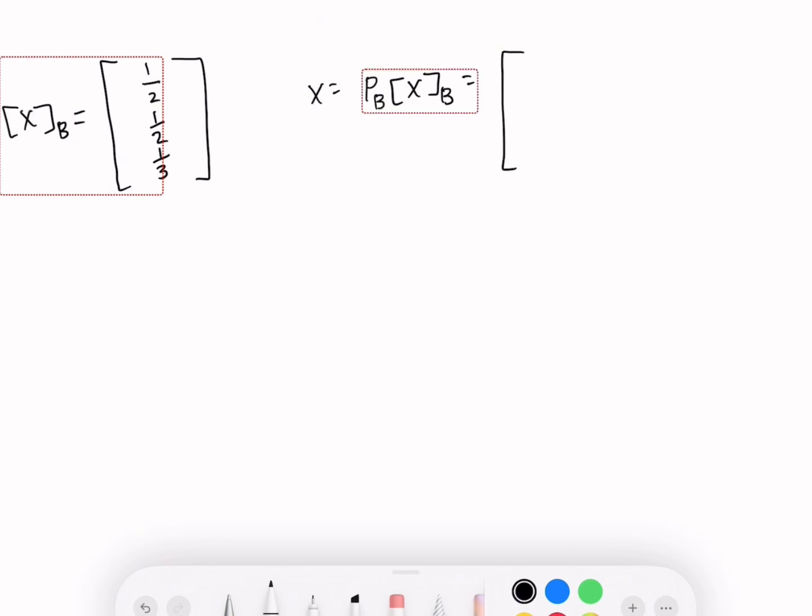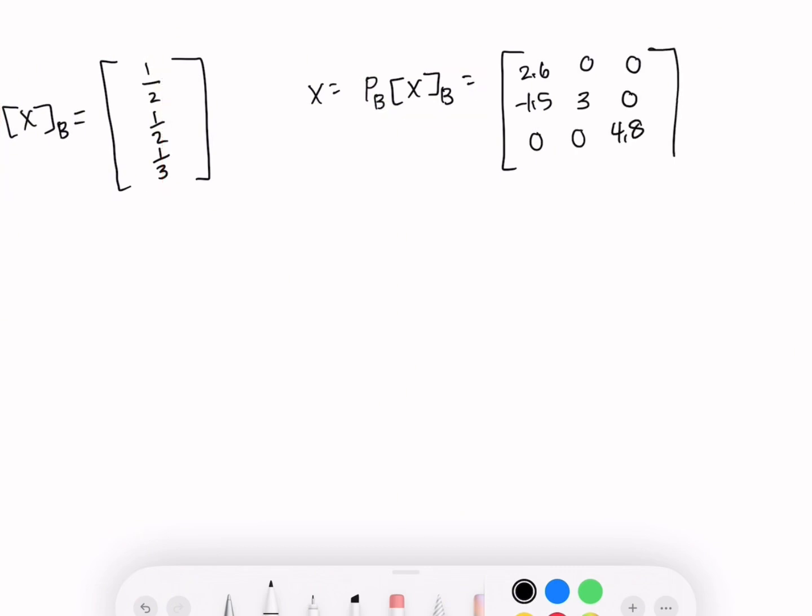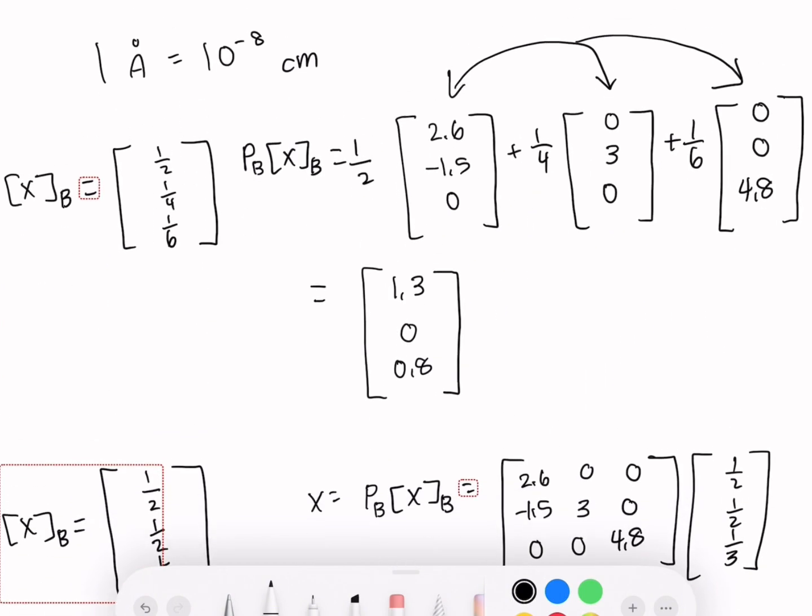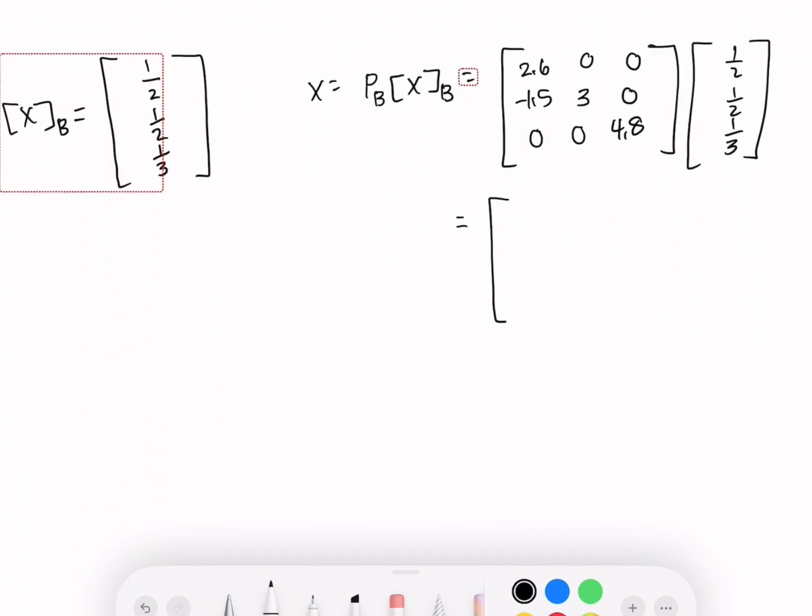So again, to find the vector relative to the standard basis, we would just do this. P_B is just all those three vectors again. So we can also just write it this way instead of the way we did it above. But it is the same thing, 1/2, 1/2, 1/3. And then we would just do row column multiplication, which is what we wrote up here. This would give us 1.3, 0.75, 1.6.